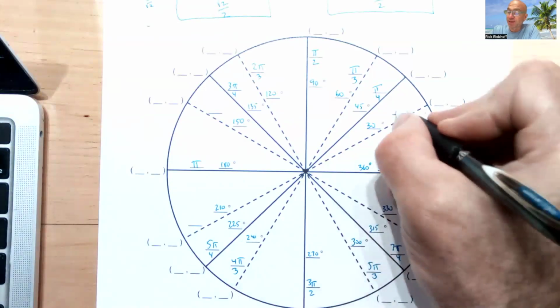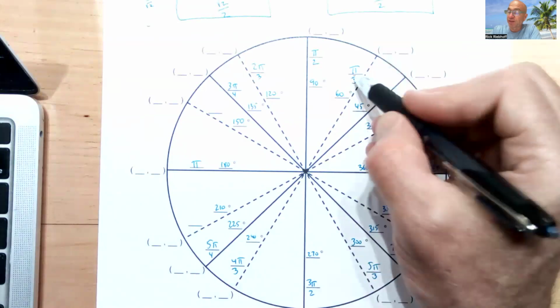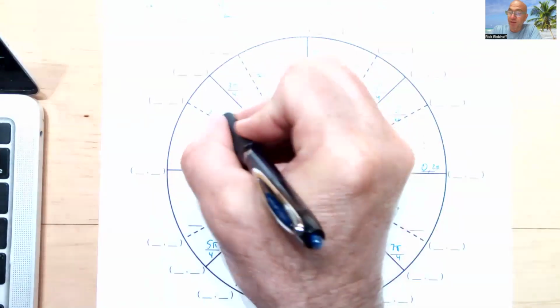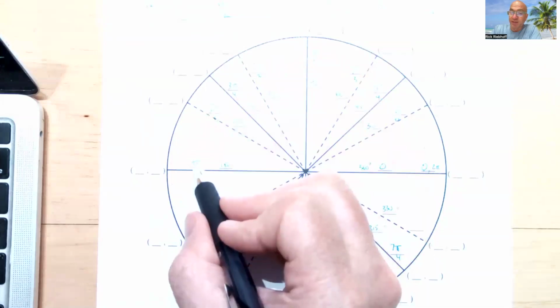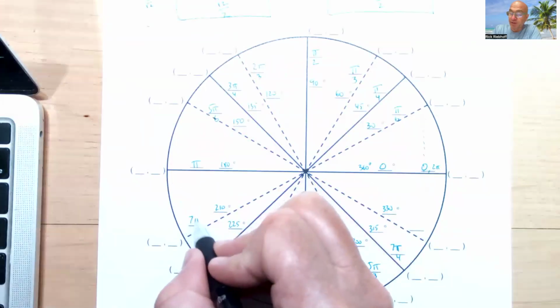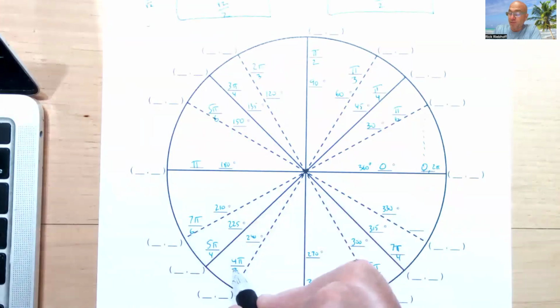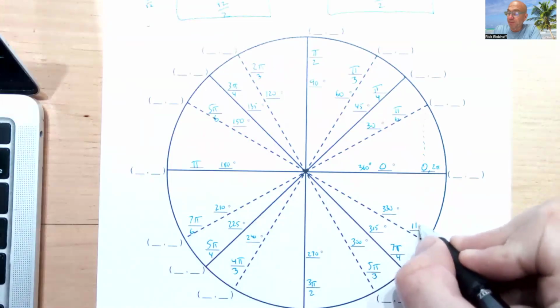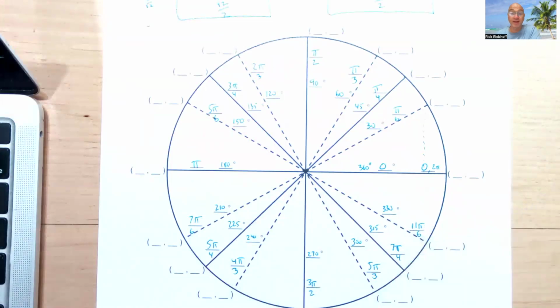All right, let's do pi 6. Pi 6, 2 pi 6, 3 pi 6, 4 pi 6, 5 pi 6, 6 pi 6, 7 pi 6, 8 pi 6, 9 pi 6, 10 pi 6, 11 pi 6. There we go. We got them all. All right. We're getting there.